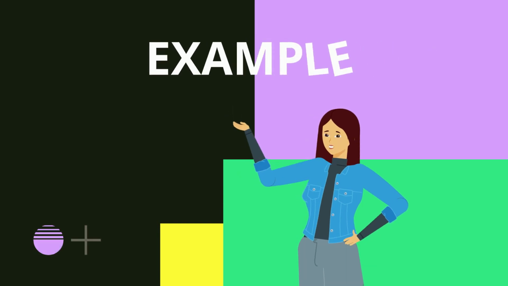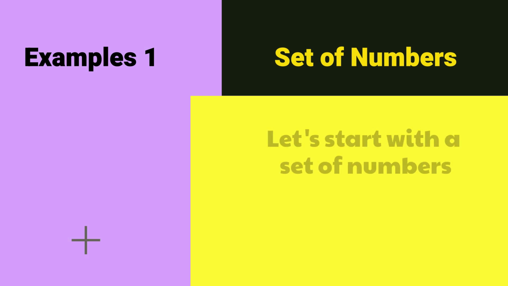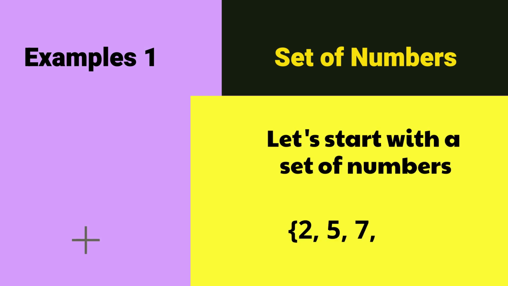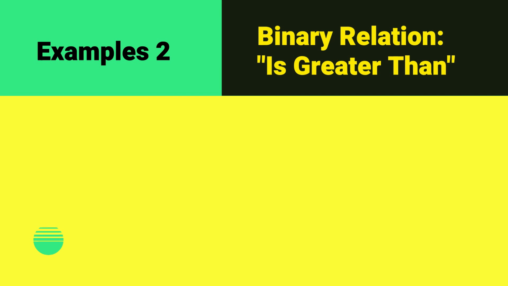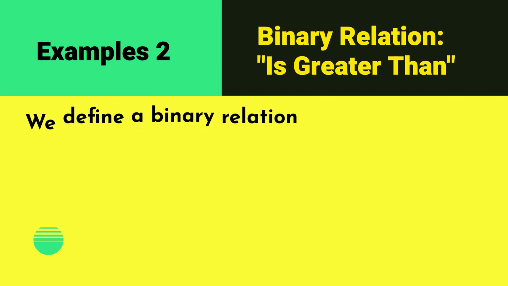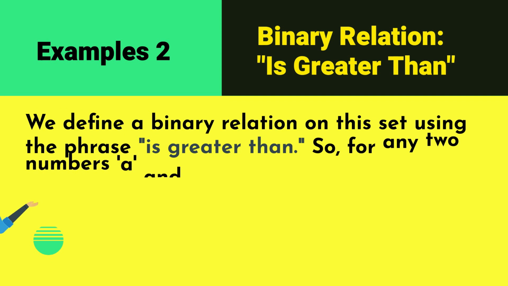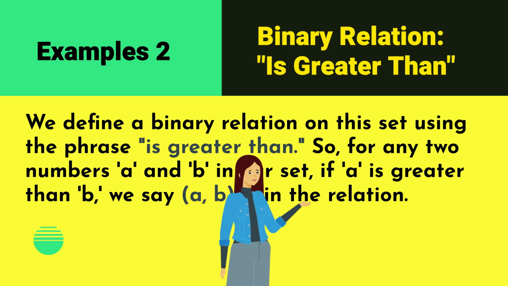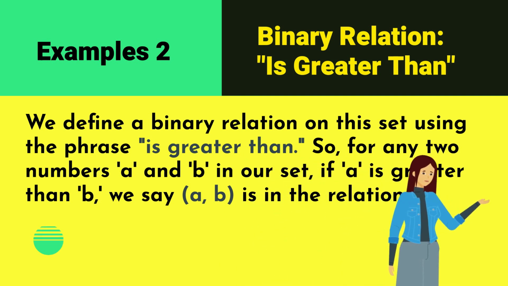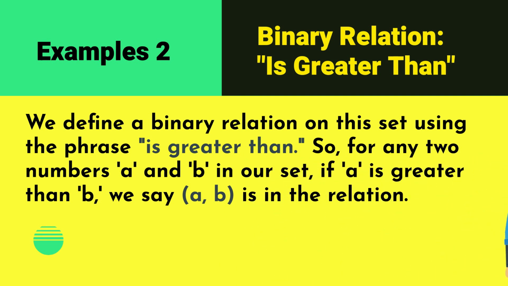This is the example. For the first one, a set of numbers. Let's start with a set of numbers. Number 2. The binary relation is greater than. We define a binary relation on this set using the phrase is greater than. So, for any two numbers A and B in our set, if A is greater than B, we say (a, b) is in the relation.